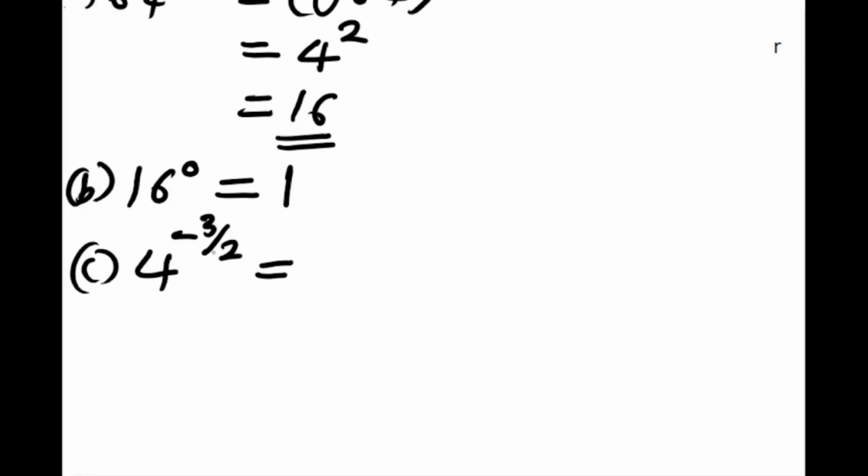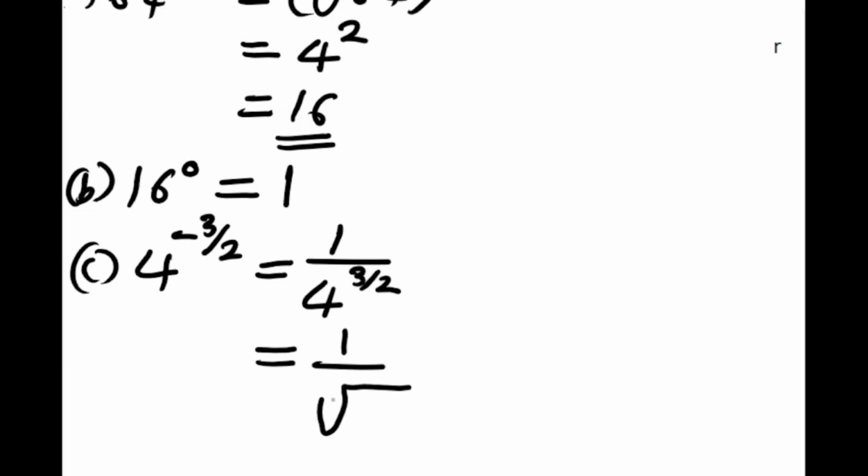So this is 4 raised to the power of minus 3 over what? 2. So this minus will become what? Will become 1 over. So bring every other thing down. So this is 1 over what? 4 raised to the power of what? 3 over 2. Now this one becomes a fractional index, so you solve it as such. So this will give us 1 over. Now, this is 4 raised to the power of what? 3 over 2. So we open up a root.